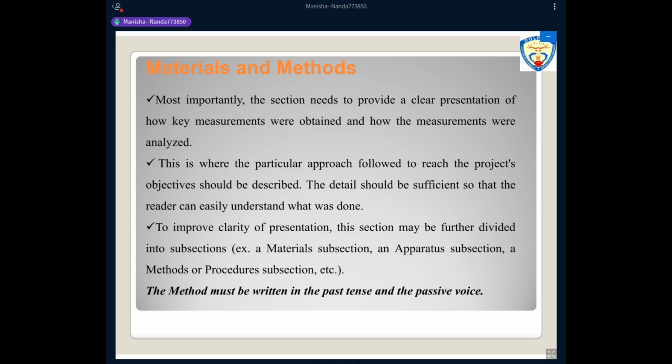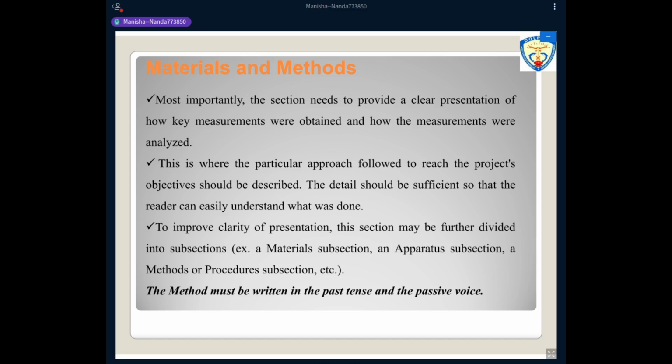Now, materials and methods, as I have told you, is equivalent to what we do in our lab experiments: requirements and procedure. Since we are taking this as one chapter in your dissertation or report, it is necessary that you divide this section into multiple subsections. You can keep the first section to be materials, where you tell about all the requirements. The requirements also can be subdivided into chemicals, media, glasswares, plasticwares, or instruments that you have used.